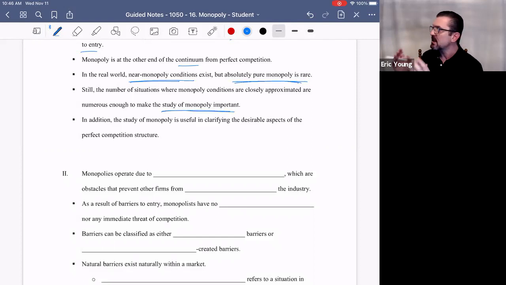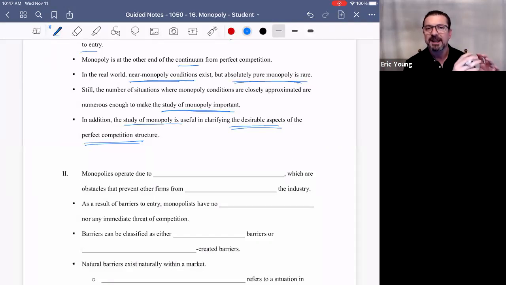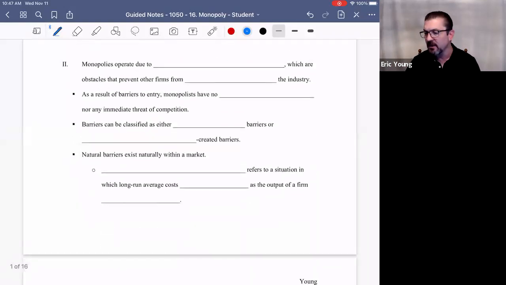Okay, we don't have to always see pure monopoly to benefit from studying monopoly, understanding how they operate, seeing their impact. And critically, studying monopoly is really useful in helping us to clarify and really lock in those desirable aspects, especially the efficiency aspects that we saw in perfect competition. Okay, we don't have to have pure by definition monopoly everywhere. Just seeing close approximations is sufficient to give us an idea of where they fail and what impact that has on society. And that really helps us lock in those desirable aspects that we studied in perfect competition, okay? So that's our overview and our definition.